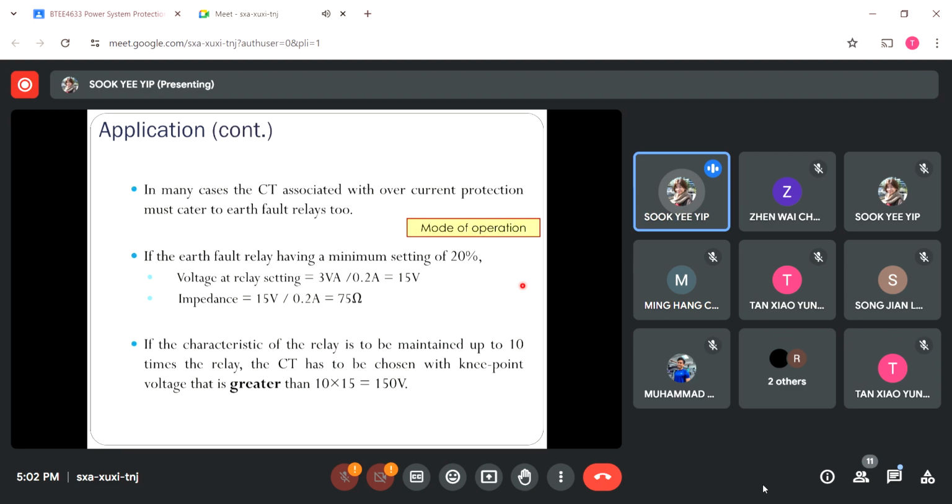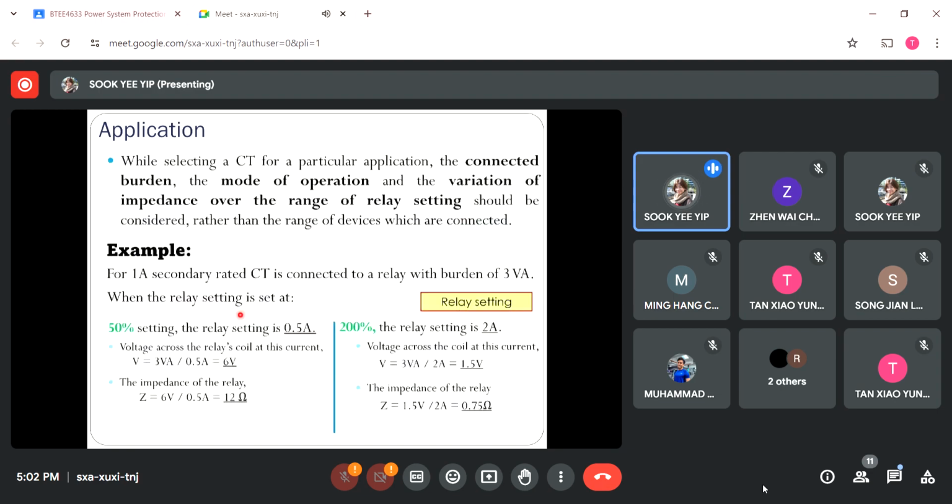In the event that I want this earth fault relay to be tuned at 20%, right? So 20% of this current transformer. Let's say I'm using this current transformer connected with two relays. One is the overcurrent relay, another one is the earth fault relay. Both relays give me a burden rating in apparent power of 3 watt-amperes, for example.